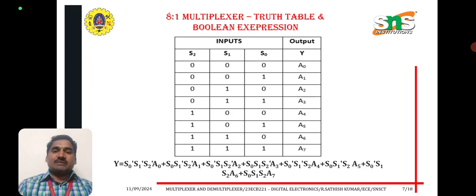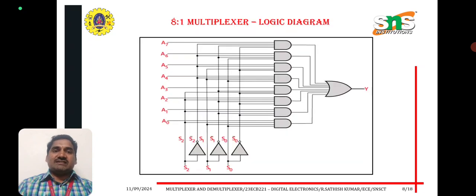For this Boolean expression, we are going to draw the logic diagram. 8:1 multiplexer: S0, S0 bar, S1, S1 bar, S2, S2 bar. Inputs are A0 to A7 that can be connected. All these inputs are connected to the output with the help of an OR gate which produces the output Y.